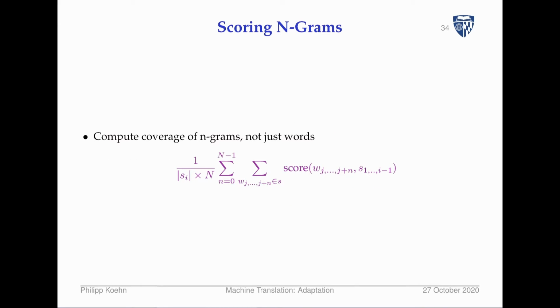You can do this on words. You can also do it on n-grams. So this is just spelling it out over n-grams here. The second sum here goes over all the words, while this one goes over n, the size of the n-gram.